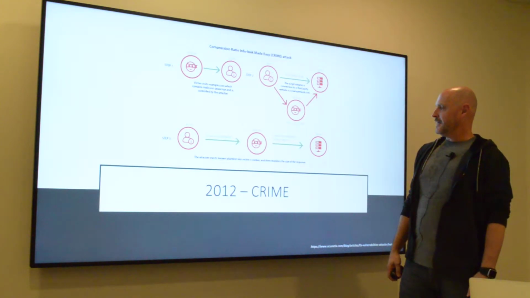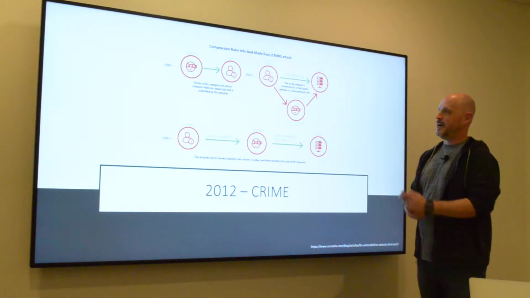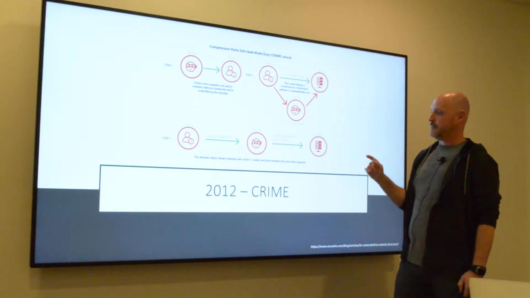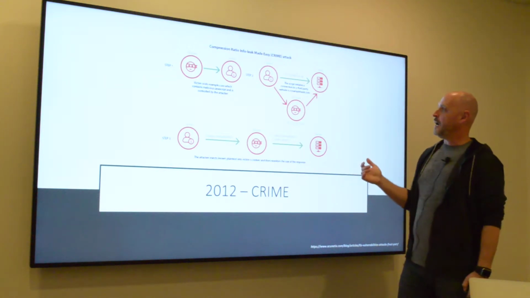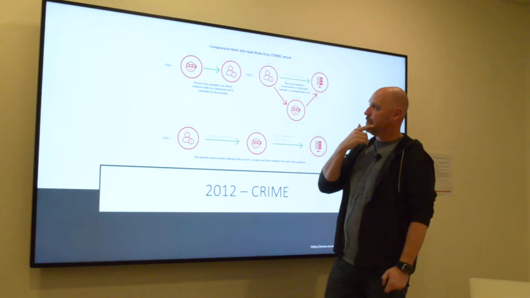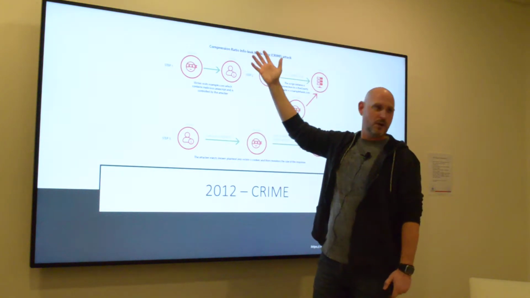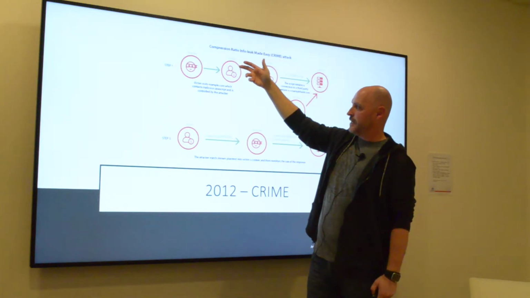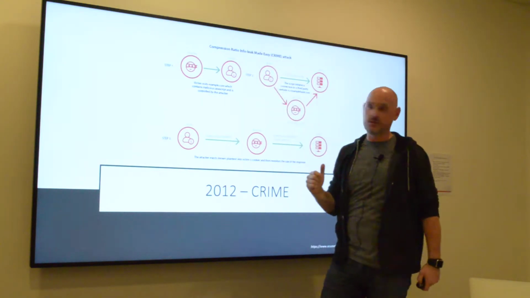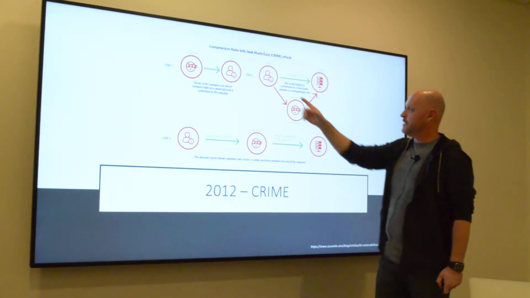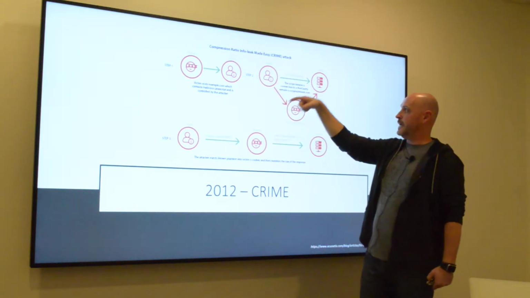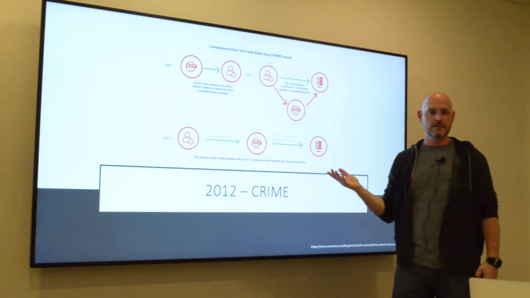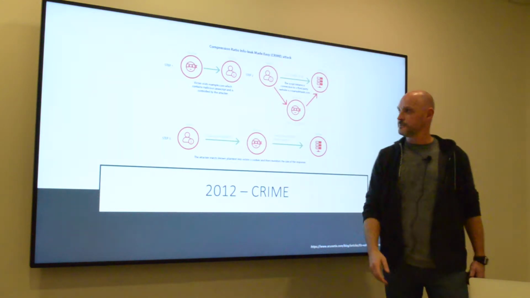Okay. The next one is CRIME, and this is again a vulnerability in SSL that was taken advantage of by a man-in-the-middle attack. What happens here is a user, we call them the victim, goes in and visits a website that has some malicious JavaScript. That initiates a connection to a third party. This is known as cross-site request forgery.